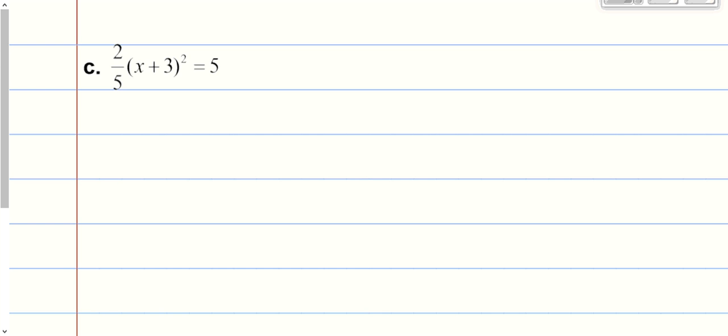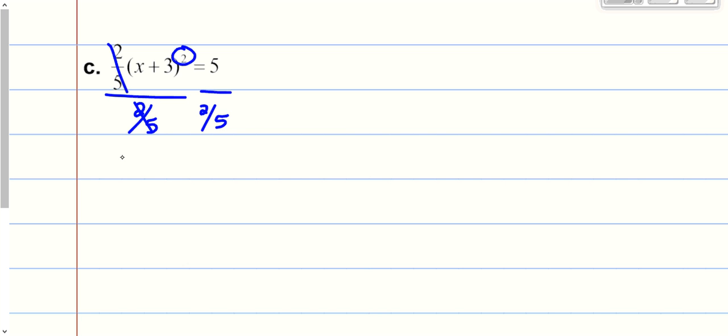Okay, let's look at one more. Here we have 2/5 times (x plus 3) squared equals 5. A lot of you are going to try to distribute this 2/5 in, but you cannot because of that square that's there. So we're going to have to divide both sides by the 2/5. So get that out of there. We're going to divide both sides by 2/5.